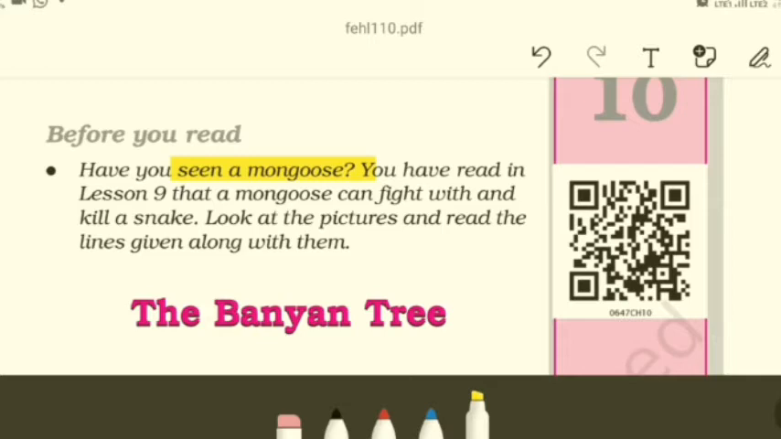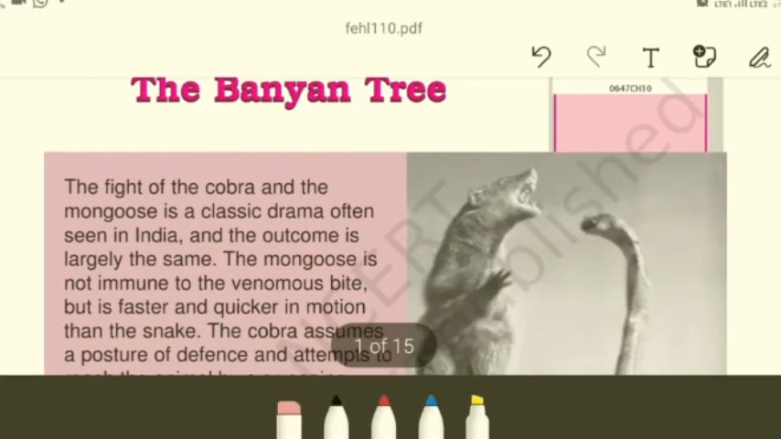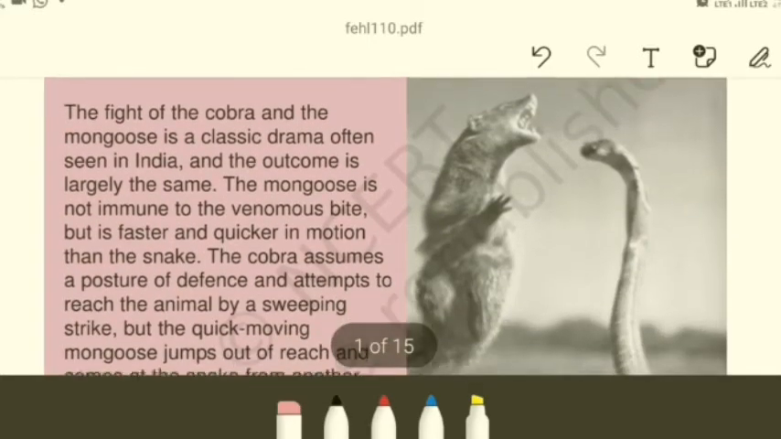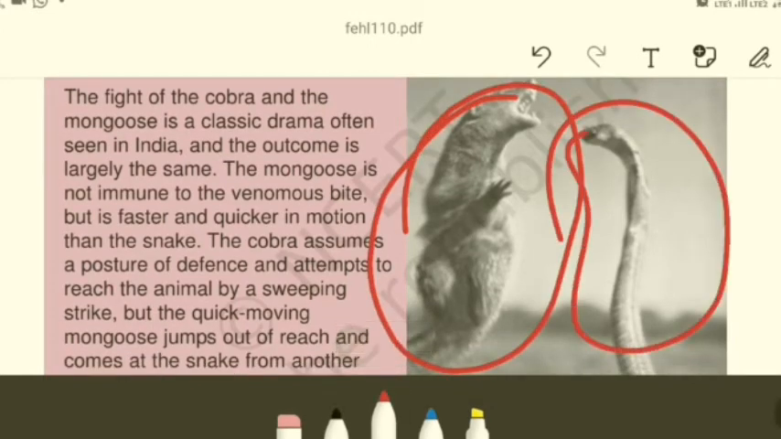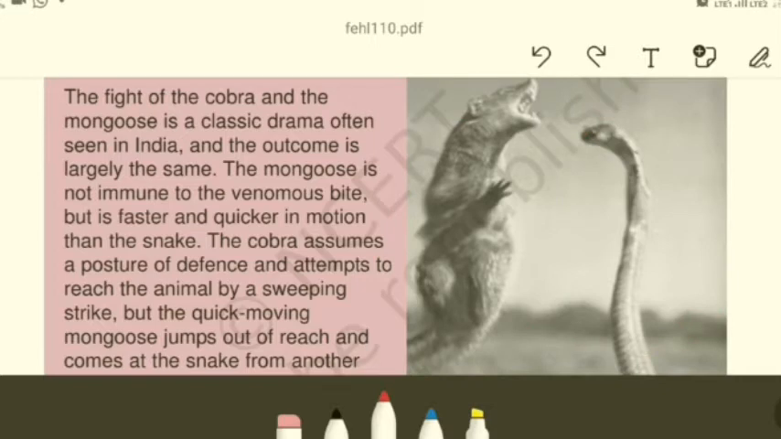So we'll look at the pictures and read the lines given below them. It's a warm-up section. If not necessary, I'll avoid it. Banyan tree, I've already told you what it is. See, this is a mongoose and this of course is a snake. They are in a fight. In most cases, the mongoose is the one which defeats a snake.